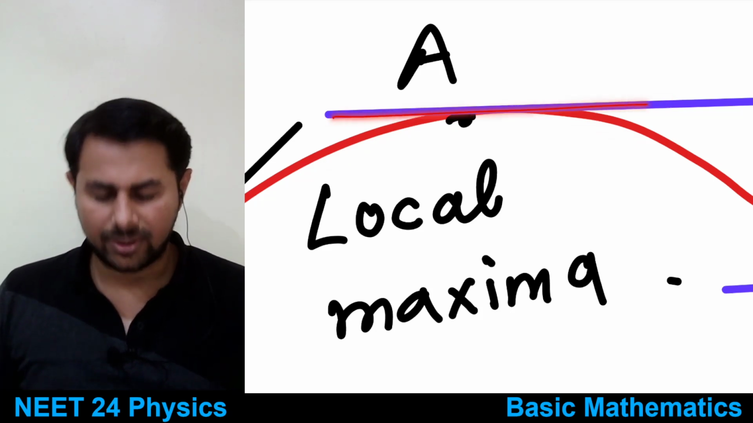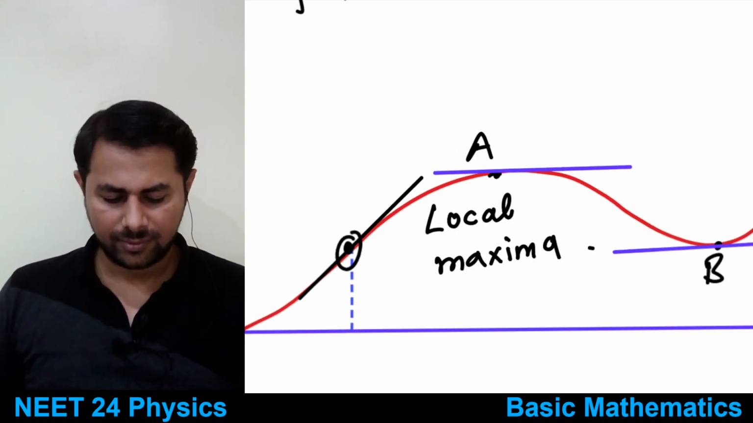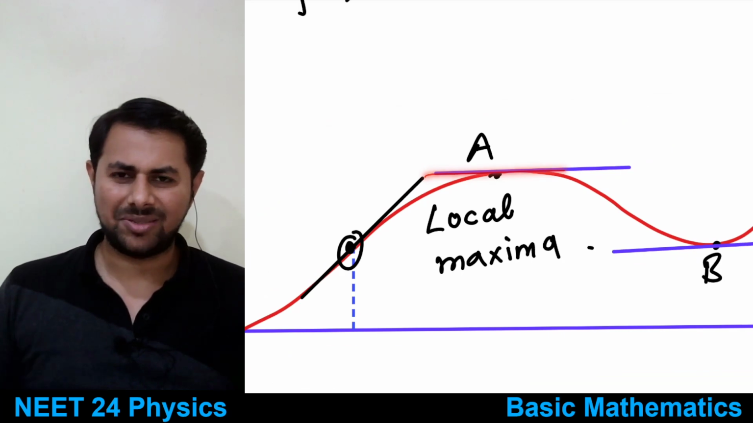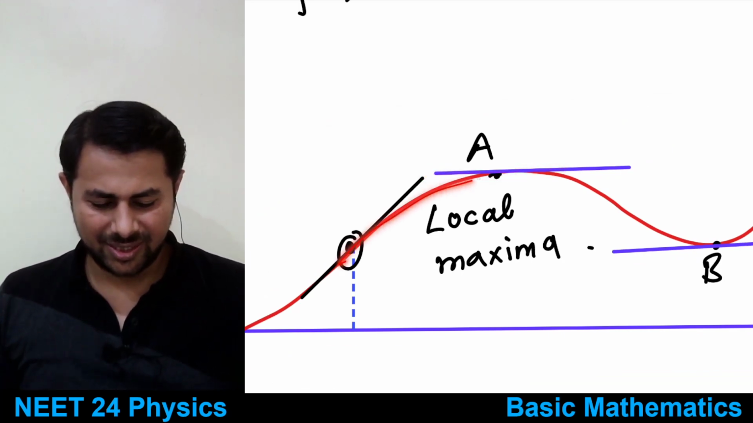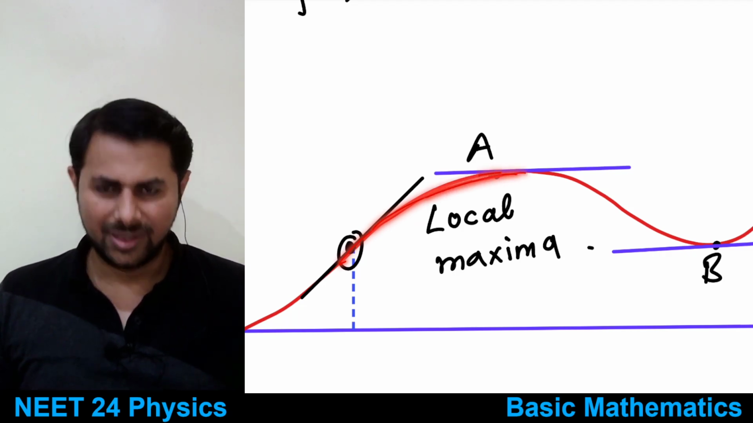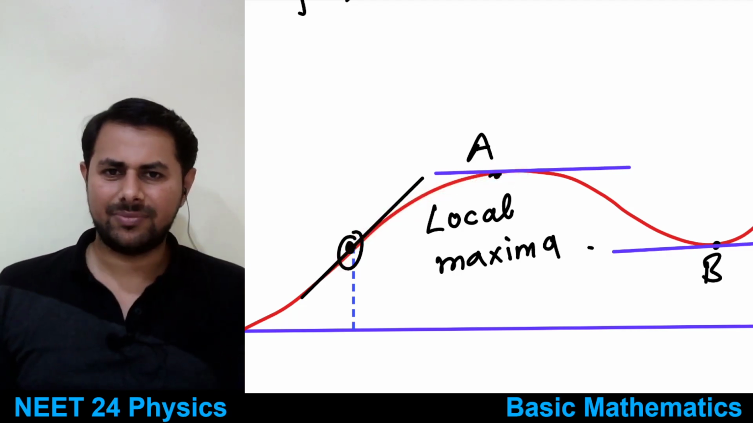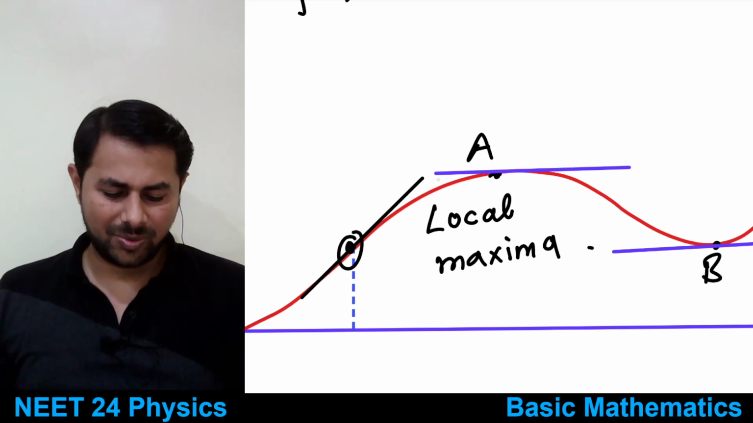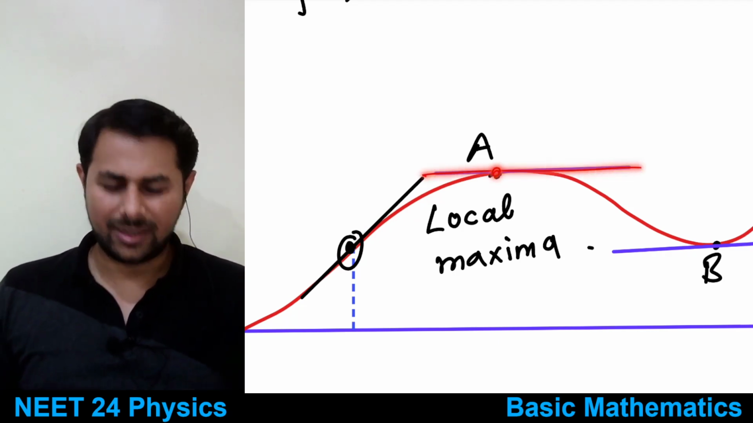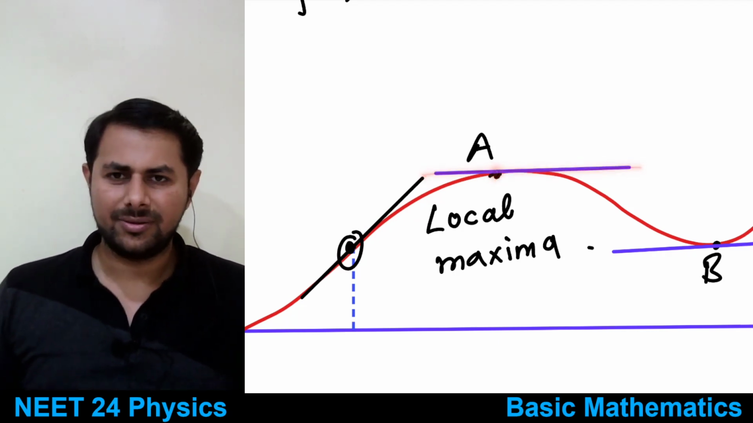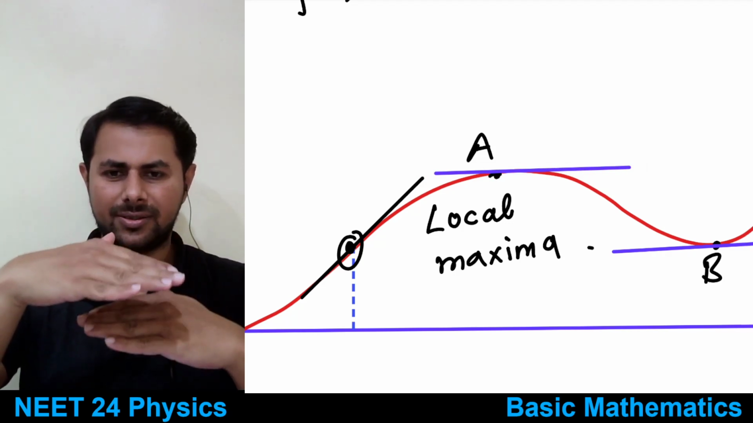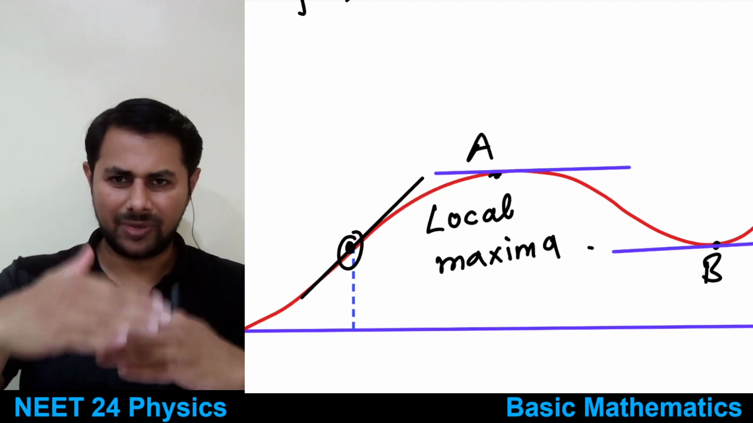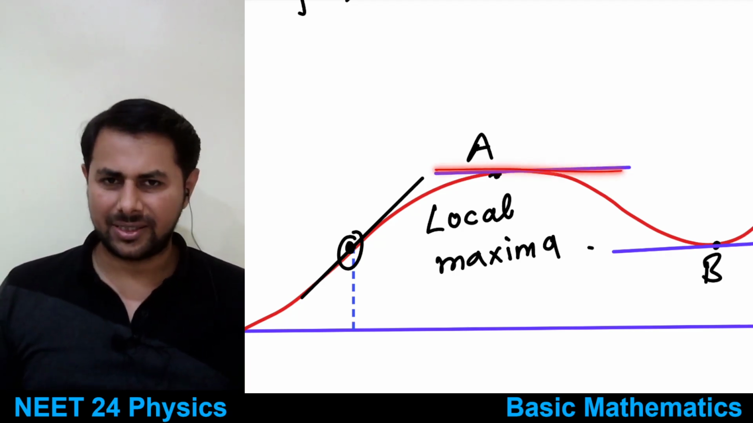How will the tangent look like? Local maxima, global maxima, any maxima. So what is maxima? This function goes to some high value and it returns back. So if you draw a tangent at that point, a tangent at maxima, the tangent will be parallel to the horizontal axis. Yeah, parallel to x-axis, very good. So this will be parallel to x-axis.